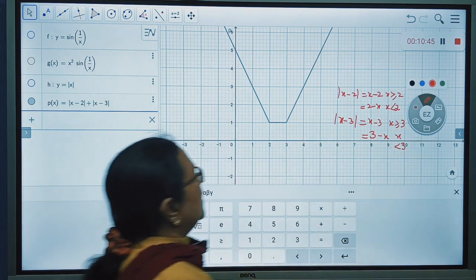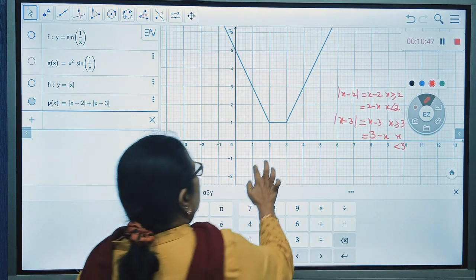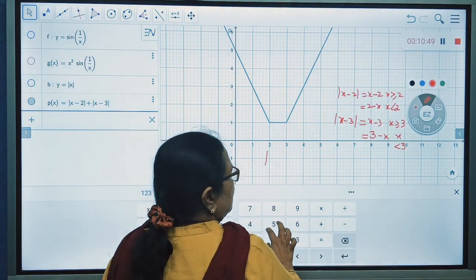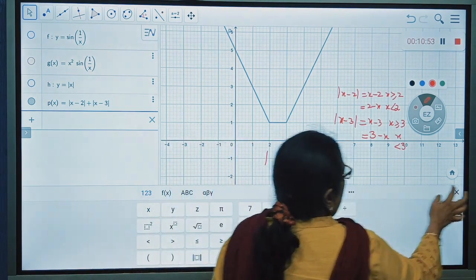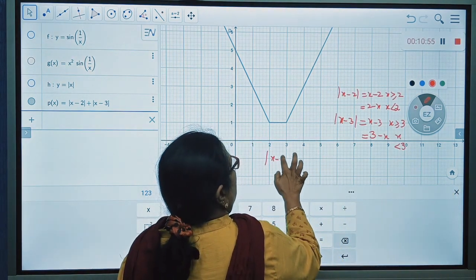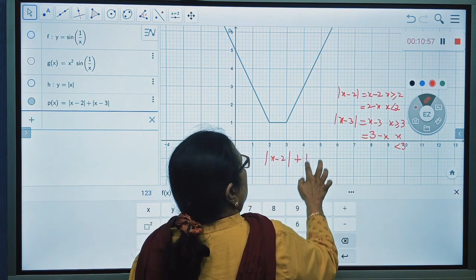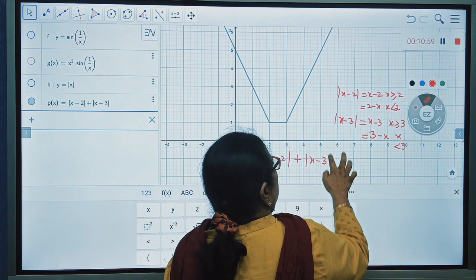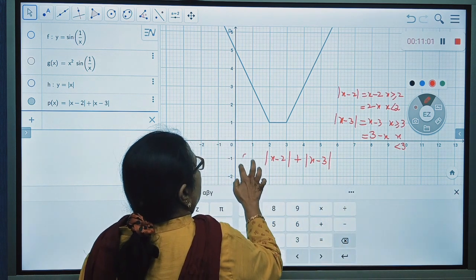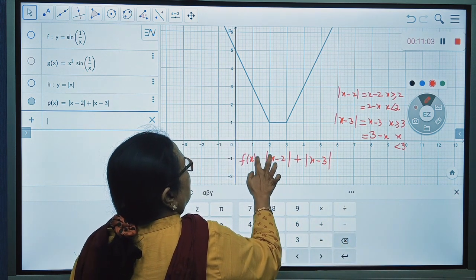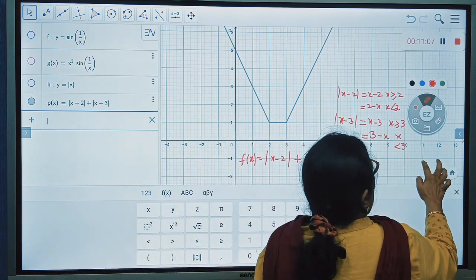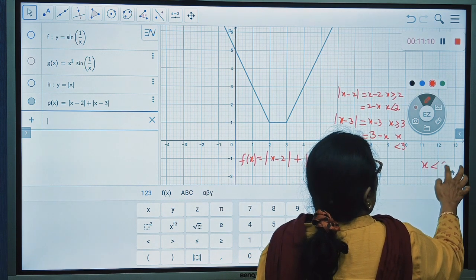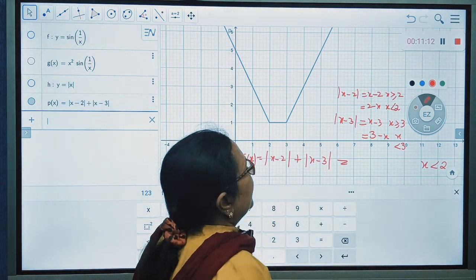When x is less than 3. So when we simplified this function, modulus of x minus 2 plus modulus of x minus 3, and we called it f of x, we can redefine it. First, x is less than 2. What is the function when x is less than 2?